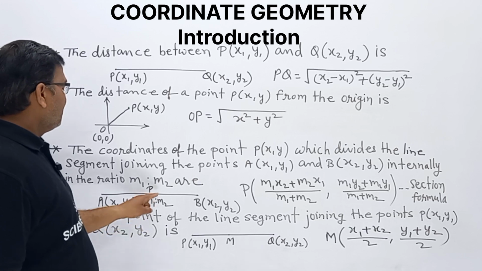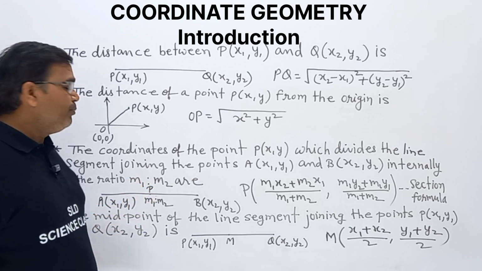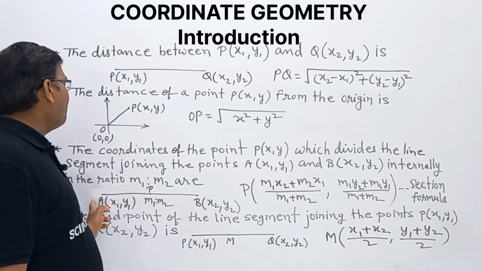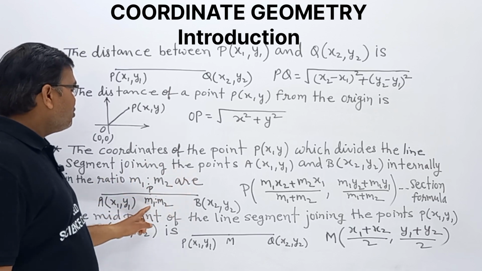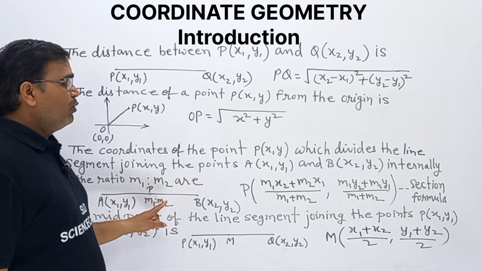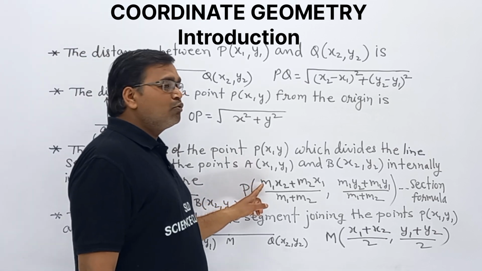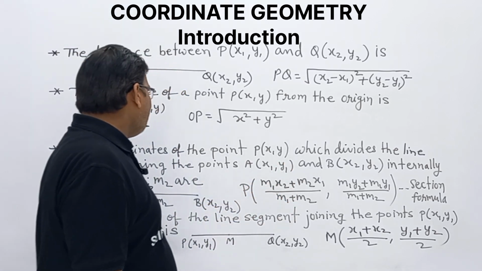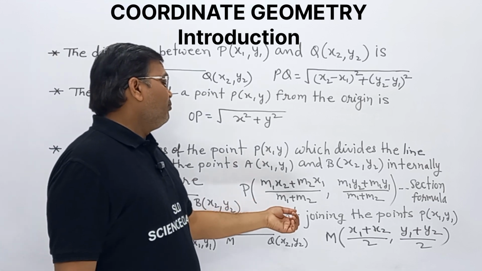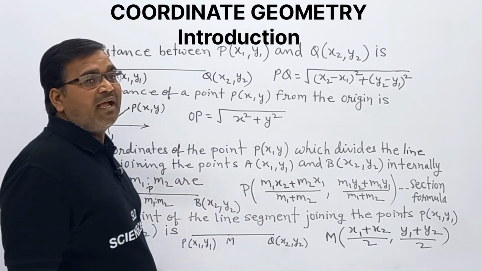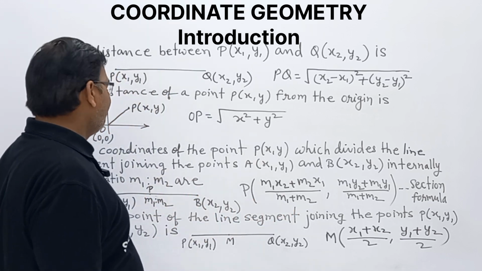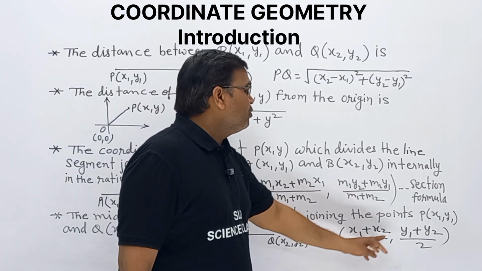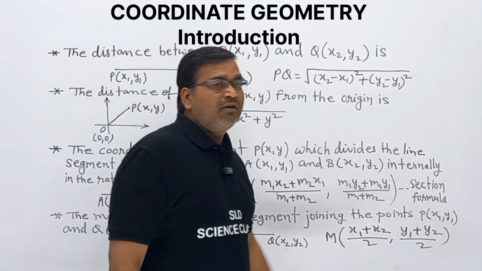Once this point P is the mid of this line segment, then the ratio will be 1 is to 1. Once we put the values of m1 and m2 as 1, we get the midpoint of this line segment. Then the midpoint formula will be (x1 plus x2) by 2 comma (y1 plus y2) by 2.